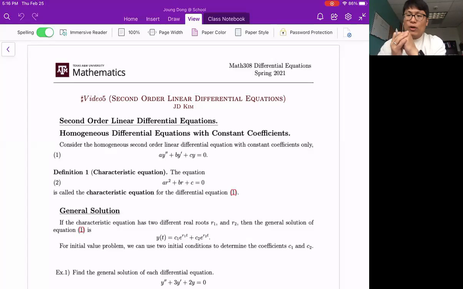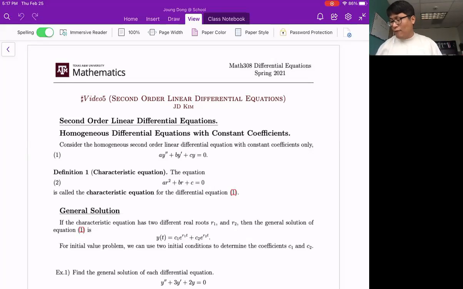First of all, this only works for the second order linear differential equation with constant coefficients, which means the coefficient must be constant only. It's not a function of t. At first we're going to talk about homogeneous equations only. As we talked about, for the second order linear differential equation with constant coefficients, we have to use the characteristic equation. And we talked about where this came from.